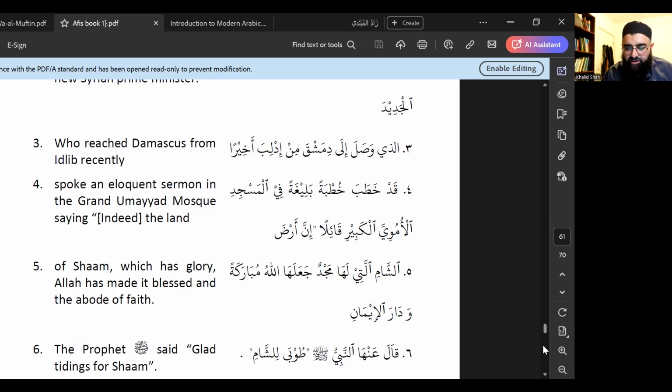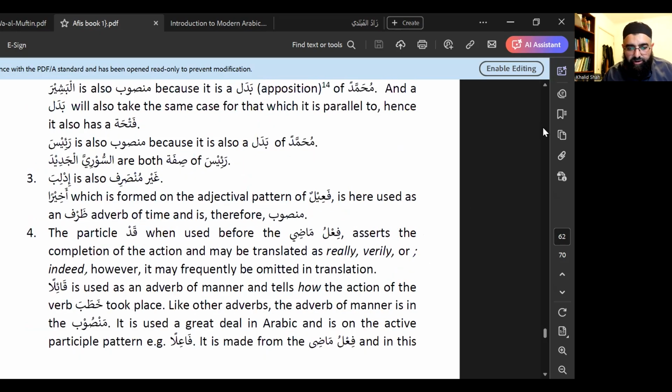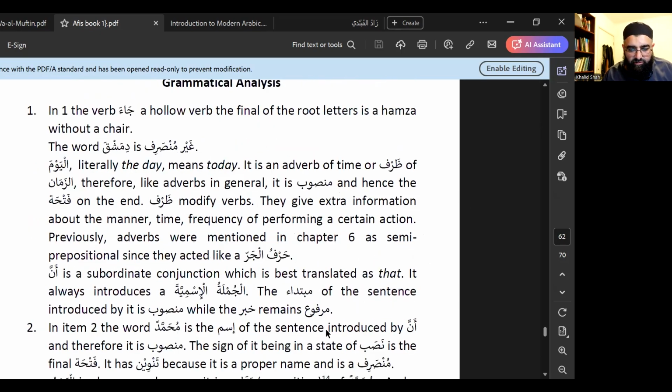Let's read the explanation in number 5 here. So allati is the singular relative mu'annath of alladhi. It introduces the relative clause mubarakatan. Alladhi laha majdun ja'alaha mubarakatan, which modifies arda. The relative pronoun is only used when the noun modified is definite. The combination of lishami consists of the harf jar li, the definite article al, and Sham. It will be noticed that the wasla and its alif has in this case dropped. That's the next sentence. So let's go back to it.